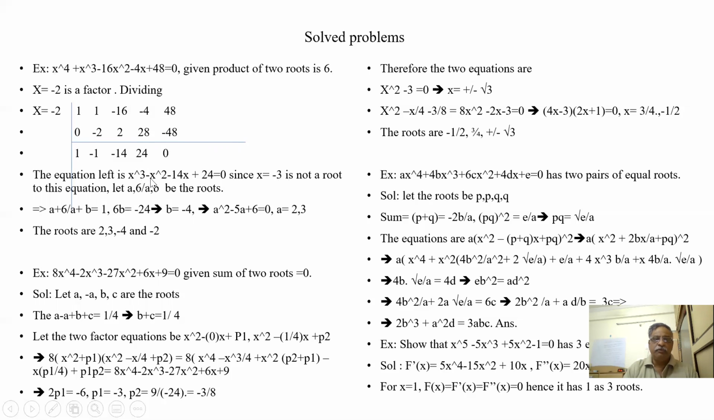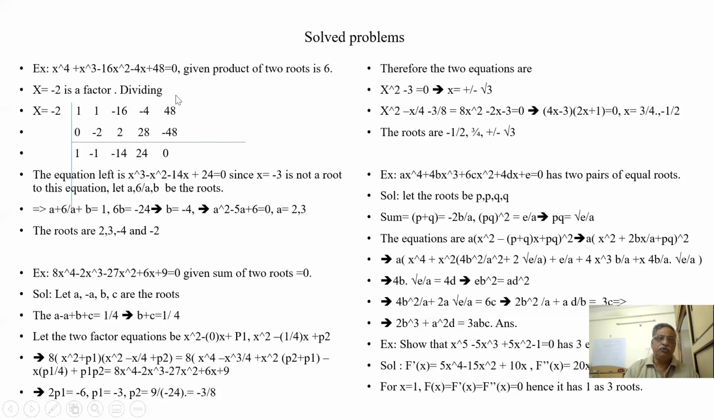So let us assume for this the other roots a, 6 by a, b. The product of these two roots is 6, because minus 2 is not part of the product of two roots. So I solve the quadratic equation with sum and product. When I'm solving, I'm getting a as 2 or 3, or 3 or 2, because the product is 6: 2 into 3 or 3 into 2. So the equation is 2, 3, minus 4, minus 2.